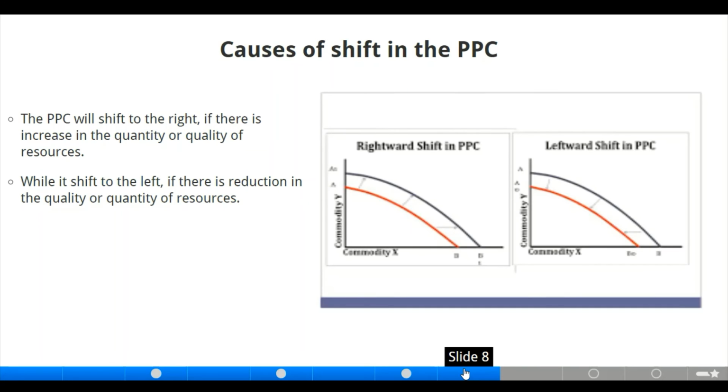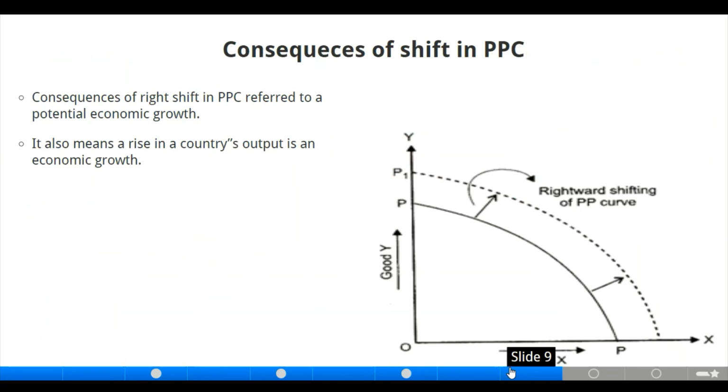Now we have another slide where we have the causes of shifts in the production possibility curve. What can cause a shift in the production possibility curve? The PPC will shift to the right if there is an increase in the quantity or quality of resources, as shown in this rightward shift. It means an increase in the quantity or quality of resources makes the curve shift to the right, while it will shift to the left if there is a reduction in the quality and quantity of resources, as shown here also.